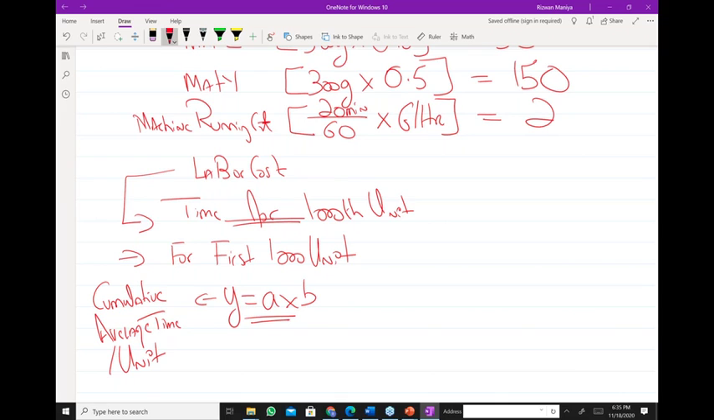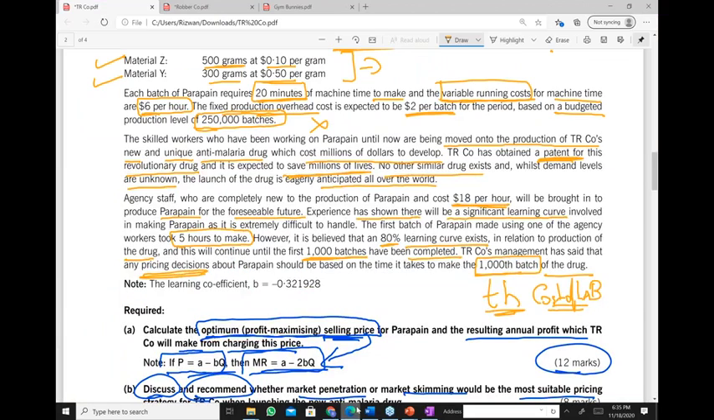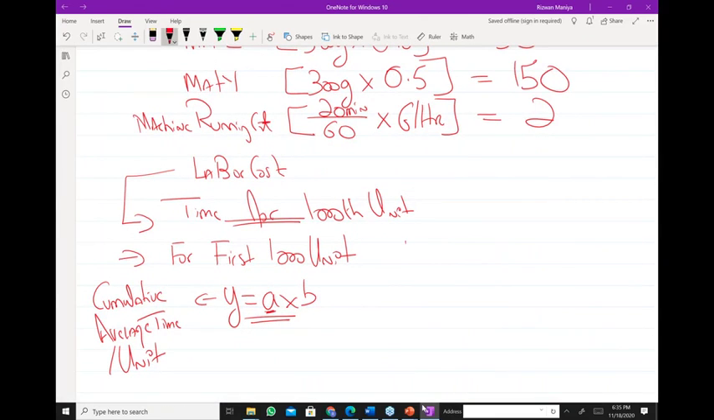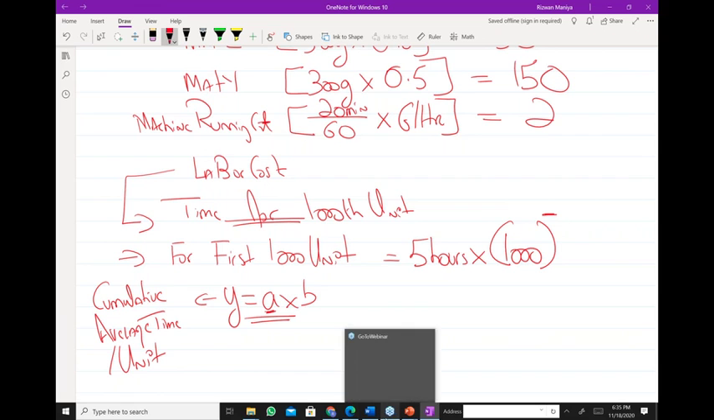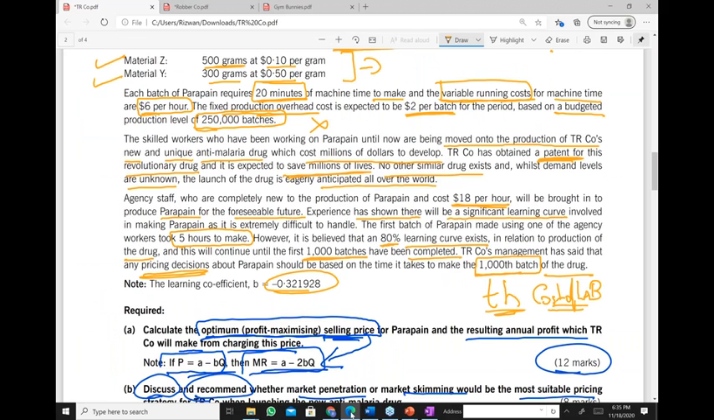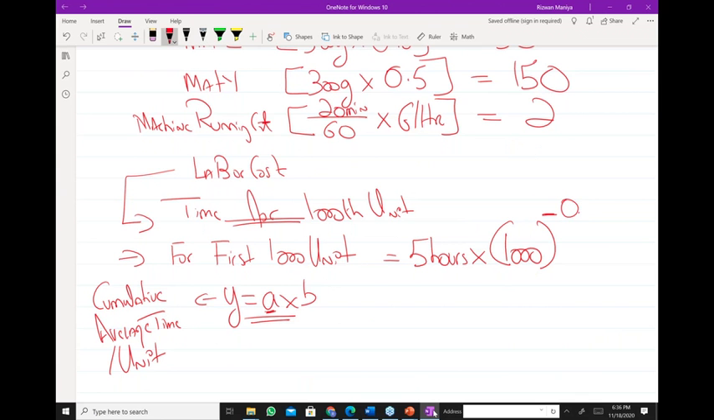So let's work out how much time it takes to make one unit. The time to make the first unit was given here, and that time is 5 hours, right? So I need the answer for 1000. The time to make one unit is 5 hours, multiplied by 1000 to the power of the value given in the question, 0.321928. Come on, tell me, what is the average per unit answer you are getting using your scientific calculators?